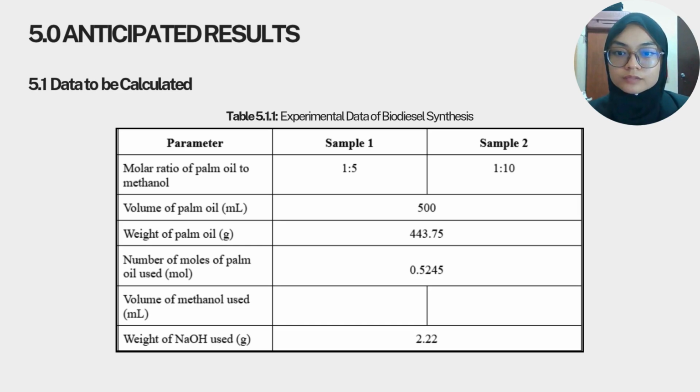So the first one, we have the data to be calculated. In this table 5.1.1, the experimental data of biodiesel synthesis. So we need to calculate the volume of methanol used using the ratio 1:5 and 1:10 for each of the sample 1 and sample 2 respectively.